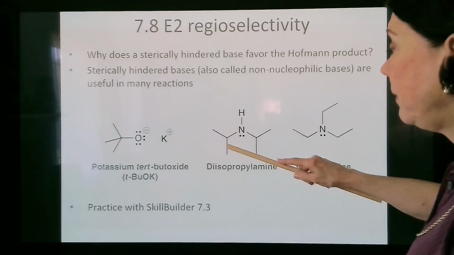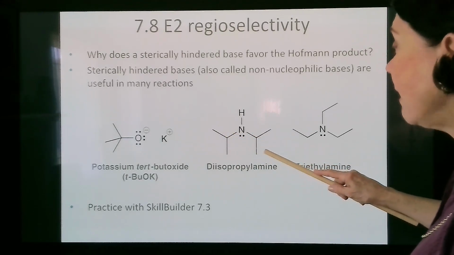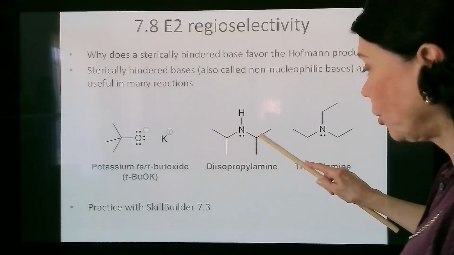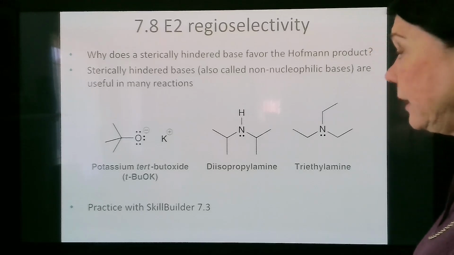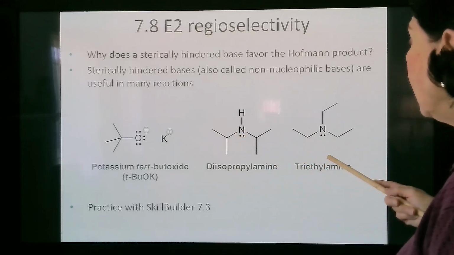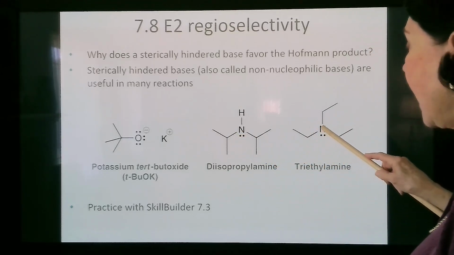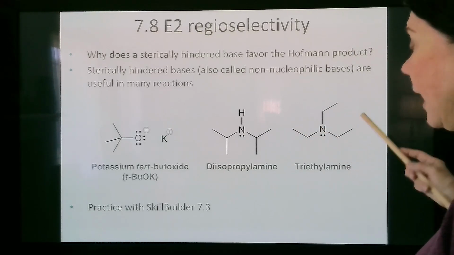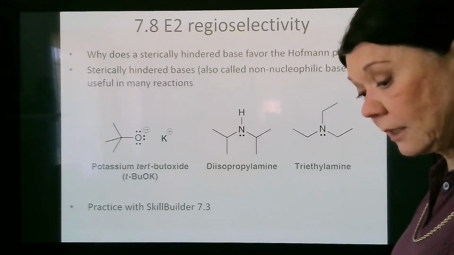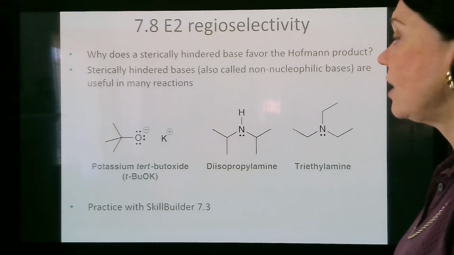And I think it's going to be obvious to you that if you have an isopropyl group, it's going to be more sterically hindered than if you just have a methyl. Same thing for if you have ethyls as opposed to methyls. You just have to be able to recognize that.